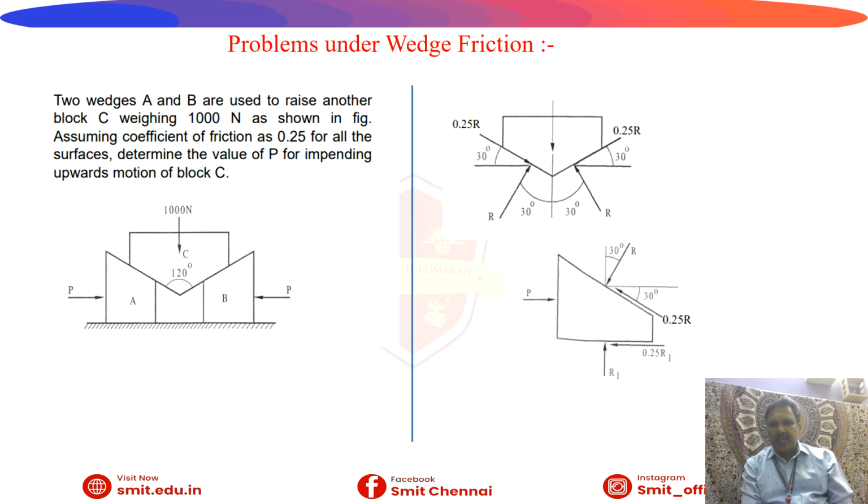On the lower side we have a normal reaction R1 and 0.25 R1 is also there because the frictional force is automatically opposite to the motion. The direction of motion of the wedge is towards the right hand side, so the friction force is towards the left hand side. That's why on the lower side the line is mentioned on the left hand side, 0.25 R1. The symbol R1 mentioned in the upward direction is the normal reaction force.